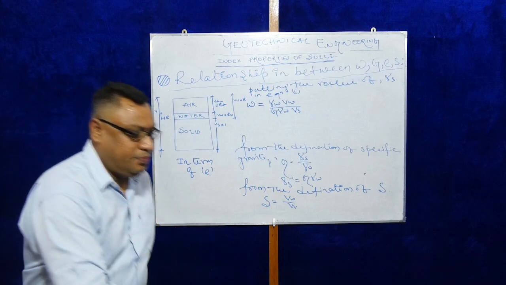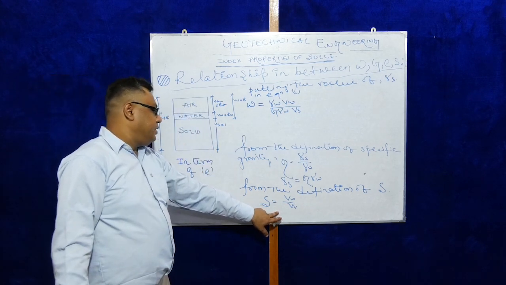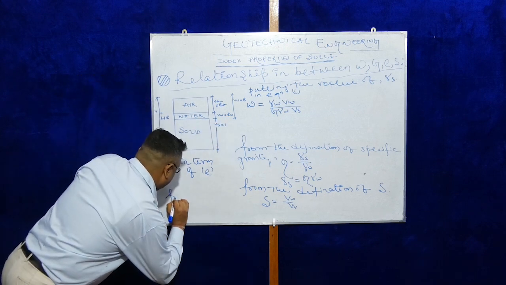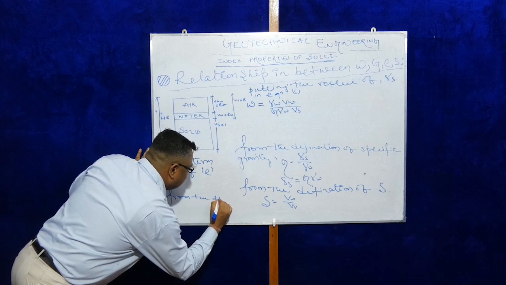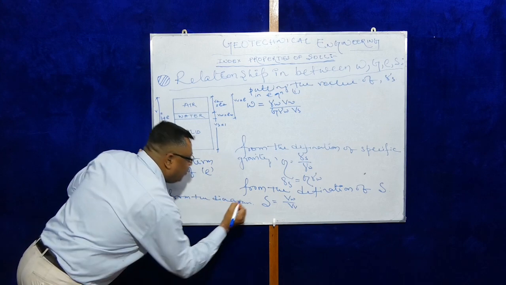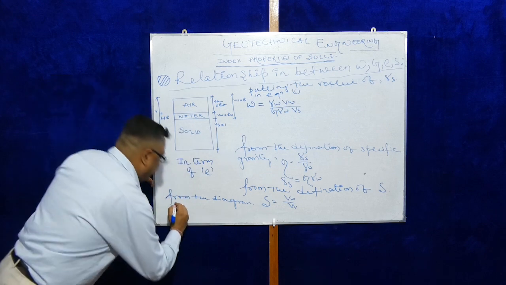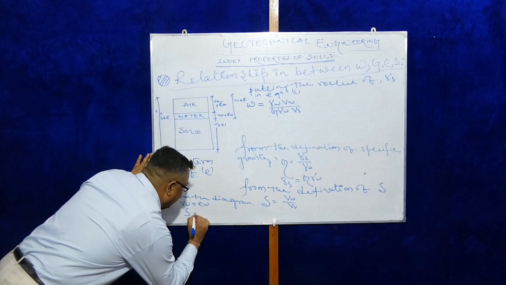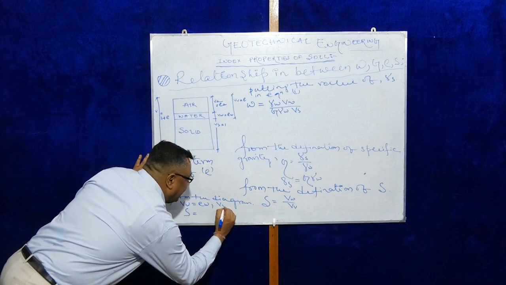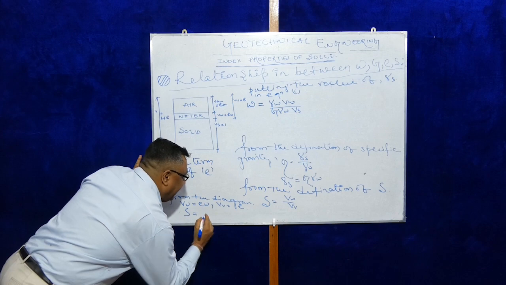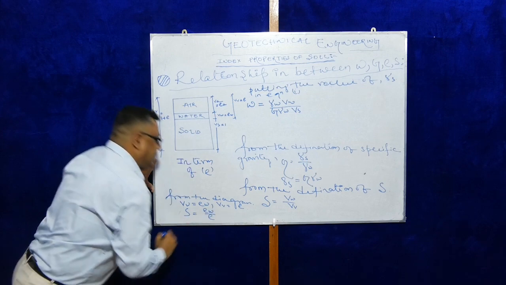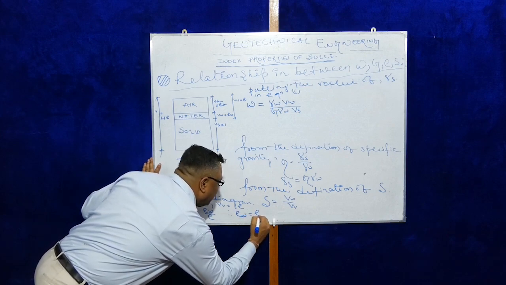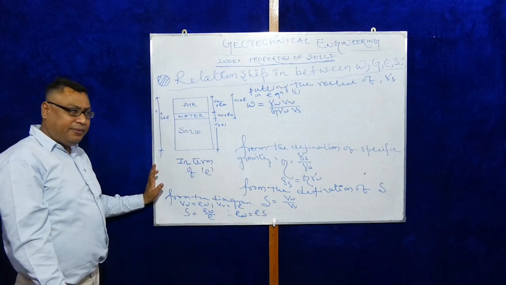Now, look here. What is Vw from the diagram? From the diagram, Vw is equal to Ew. Therefore, S is equal to, and Vv is equal to what? E. Therefore, S is equal to Ew by E. Therefore, Ew is equal to E into S.